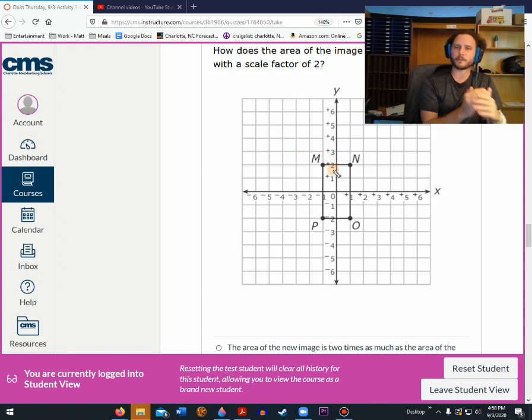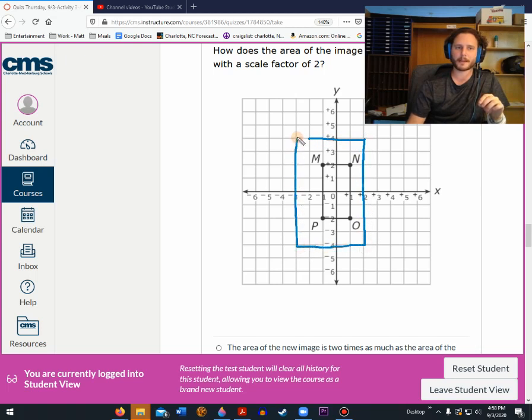Here's why. When you dilate a figure by a scale factor of 2, every individual side of that shape is going to be doubled. Everything is going to be multiplied by 2. That means both the length and the height are going to be multiplied by 2. When I take this shape and multiply everything by 2, that's wrong actually. Let me fix that. It should end right here.